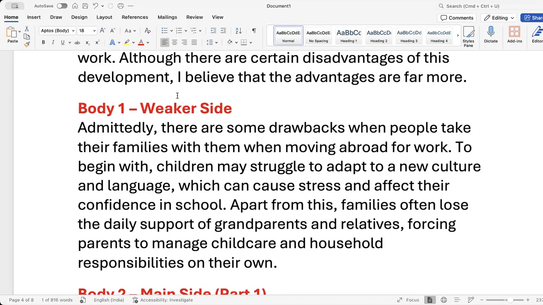Okay, let's move to body paragraph one. Here we are writing the weaker side. Now let me show you how I use this connector and how I write my points. First, I use the connector "admittedly". Admittedly is for the weaker side. It's like giving a concession. It's like agreeing with the other person.